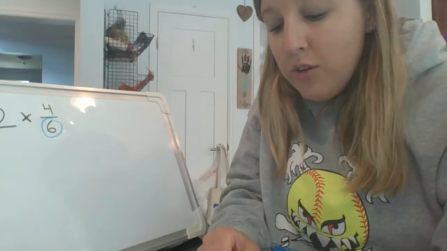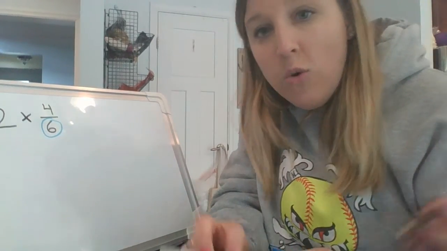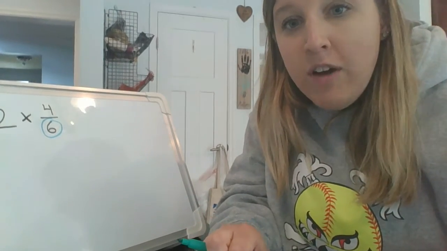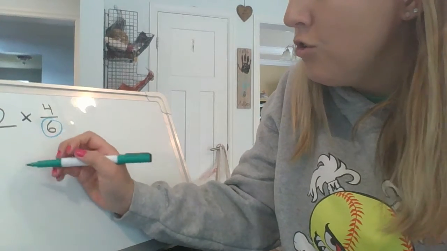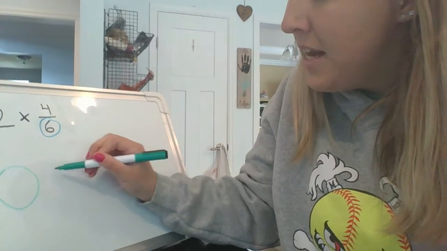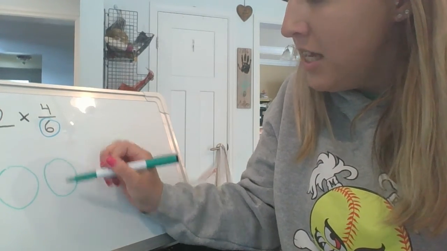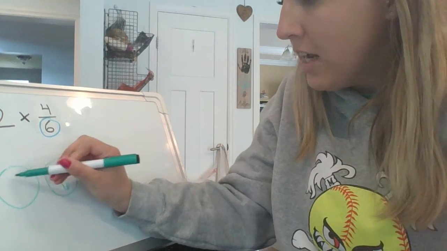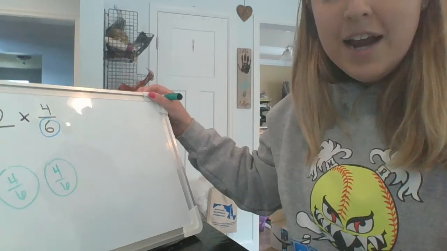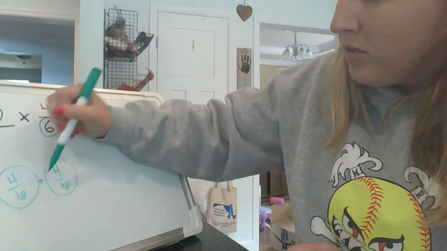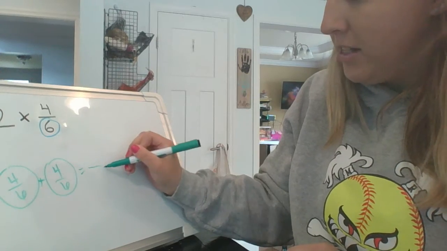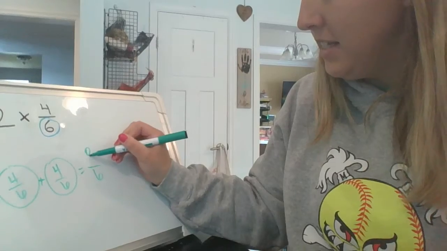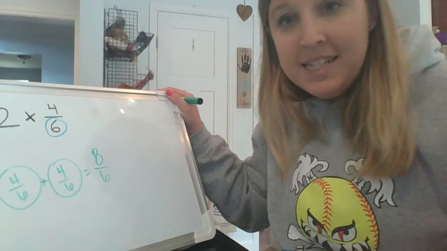Now, you can rewrite this because we know that multiplication is also repeated addition. So we could rewrite it and say, oh, well, we have 2 groups, and in each group we have 4/6, right? So I could write 4/6 in here, and I can write 4/6 in here. And I know if I add them together, we don't add the denominator, so the denominator stays the same. So then what is 4 plus 4? Well, 4 plus 4 is 8. So we have 8/6.